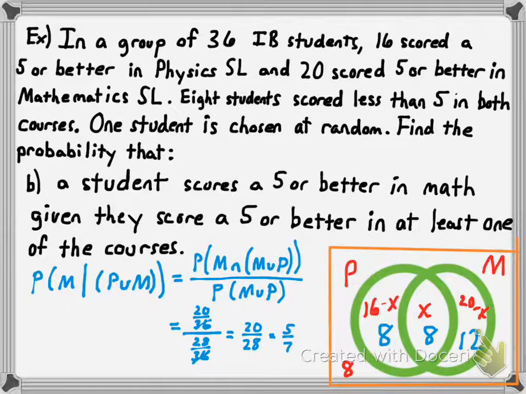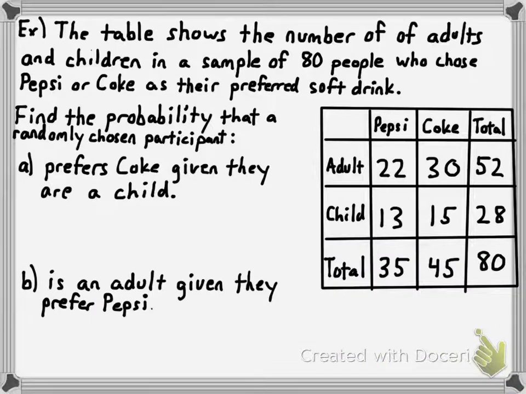All right, now for one more example, and it's basically the same thing, but with the information presented to you in a little bit different fashion. This time I've drawn a table, and I'm telling you that that table shows the number of adults and children in a sample of 80 people who chose Pepsi or Coke as their preferred soft drink. They had to choose between the two, basically, right? So you can see that there were 35 people that chose Pepsi overall, 13 children, 22 adults, 28 children in total, and so forth. And I want us to find these probabilities.